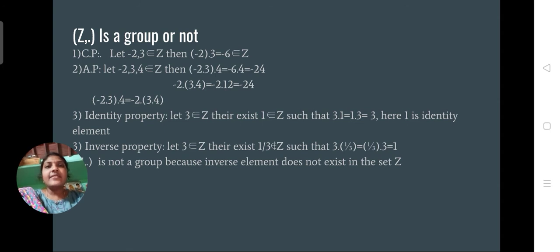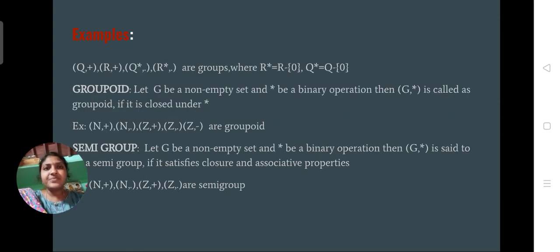Okay, and we have to move to another slide, with some more examples of groups. Q comma plus, where Q means the rational number set. In the rational number set the elements are in the form of p by q. So Q comma plus, R comma plus, Q star comma dot and R star comma dot, these sets are all groups. Here Q star and R star.